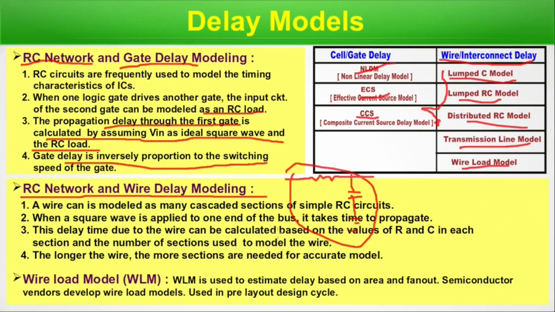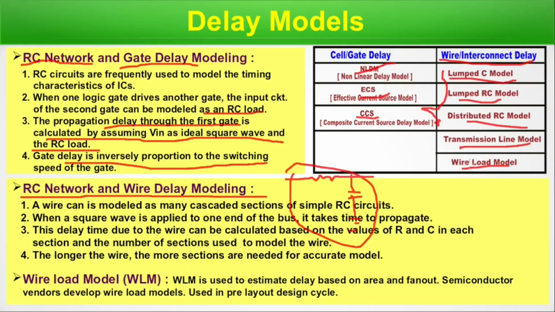When a square wave is applied to one end of the bus, it takes time to propagate because of delay. Obviously, the delay time due to wire can be calculated based on values of R and C in each section. So we break it into smaller sections, calculate, and then do the summation. We will see it later. This is the basic process, and the number of sections is used to model the wire. So if the number of such basic RC sections is more, the result will be a bigger number, so delay will be more. The longer the wire, the more sections are needed for an accurate model.